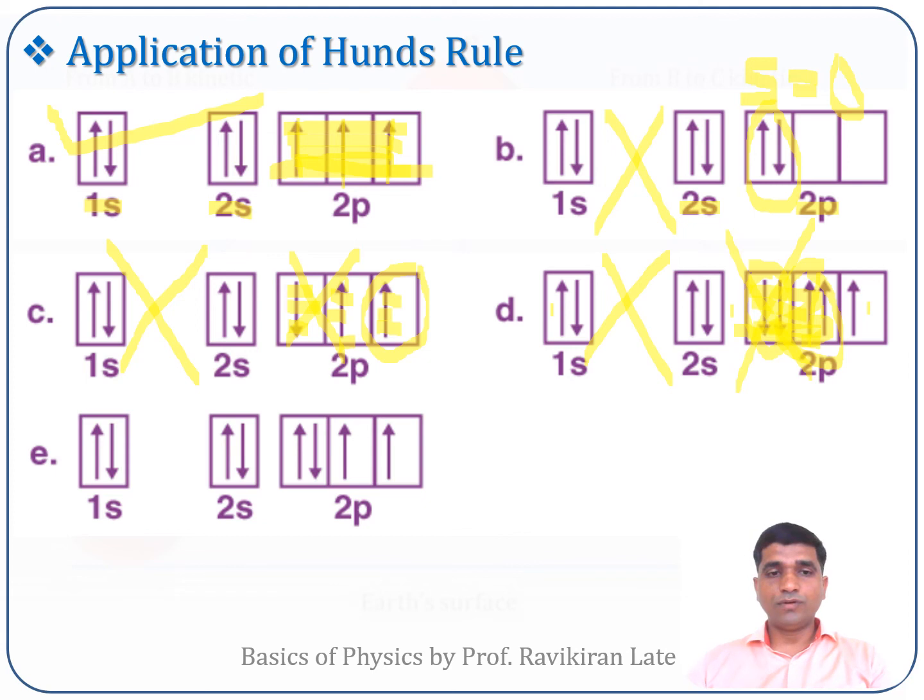The last example we will consider over here: this is okay from Hund's rule, this is also okay from Hund's rule, and this is also okay from Hund's rule. So the last case is also okay as far as Pauli's exclusion principle and Hund's rule are concerned. In all these 5 examples, only configurations A and E are correct. So that is an application of Hund's rule and Pauli's exclusion principle.